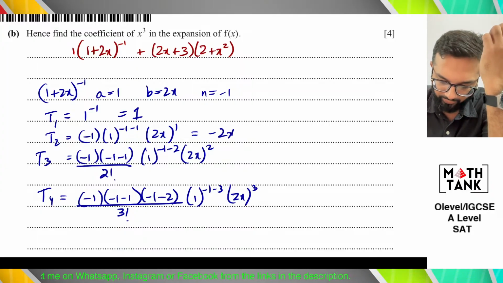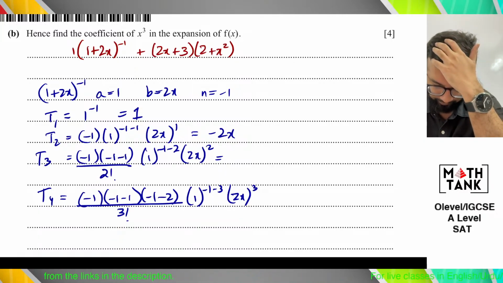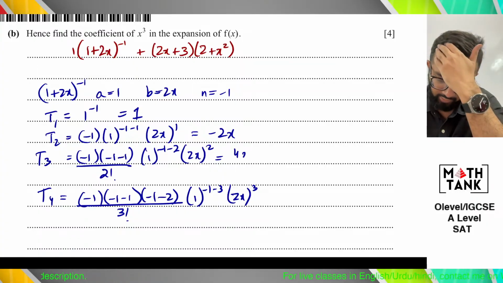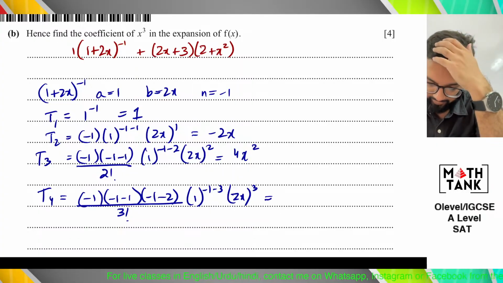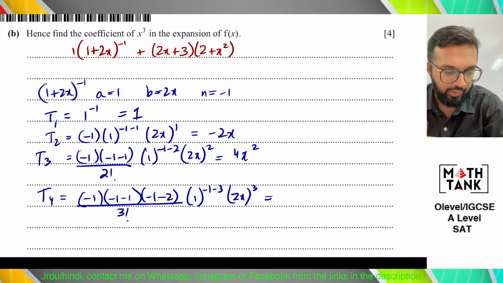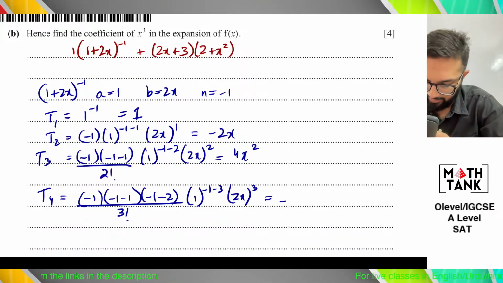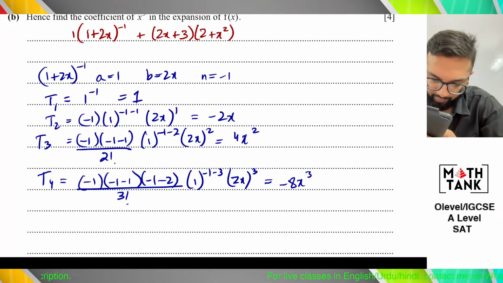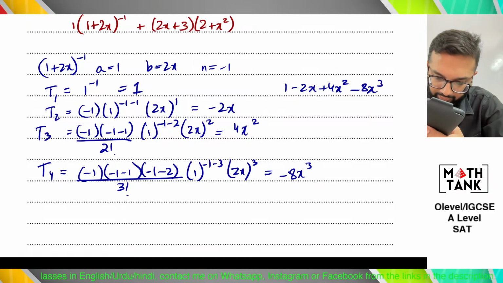1 minus 2x, and then gives me 4x squared. Then minus 1 into minus 2 into minus 3 divided by 6 gives me minus 8x cubed. Okay, that's one expansion: 1 minus 2x plus 4x squared minus 8x cubed. Let's do the other expansion.